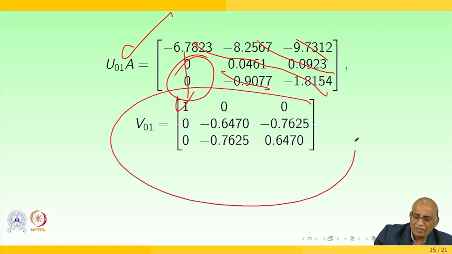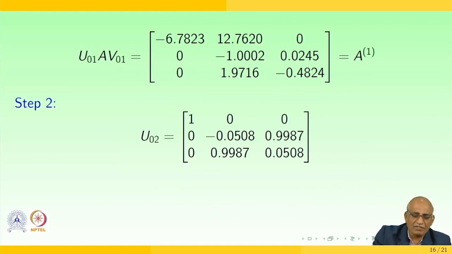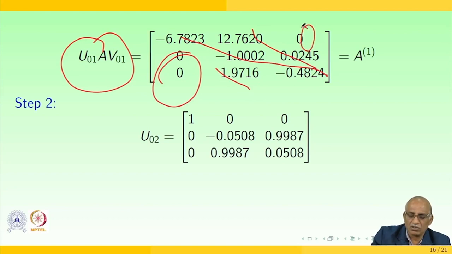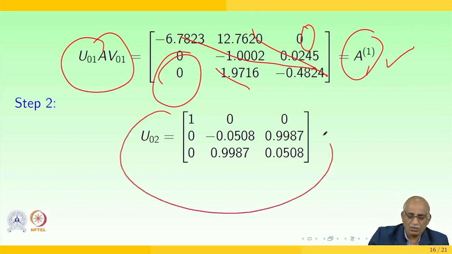Similarly, over here, if you write V01, you look at this, this is the main one, and these are all zeros in this line. So therefore, when I multiply U01 times A into V01, it turns out to be a matrix like this. These are zeros. That is A1. That is the first iteration. So step 2, it becomes 1, 0, 0, 1, 0, 0. These are all 2 by 2 elements.